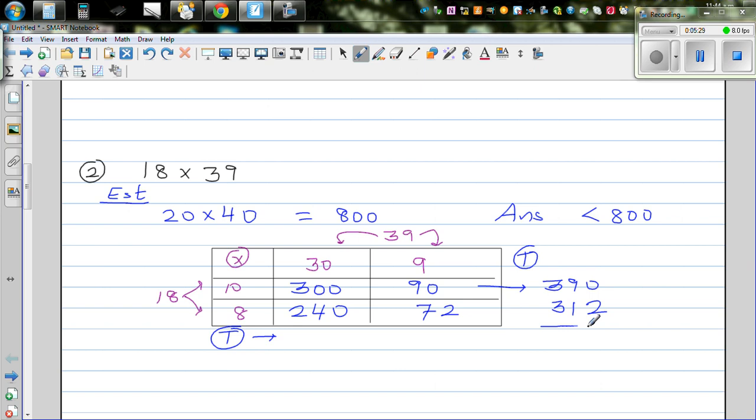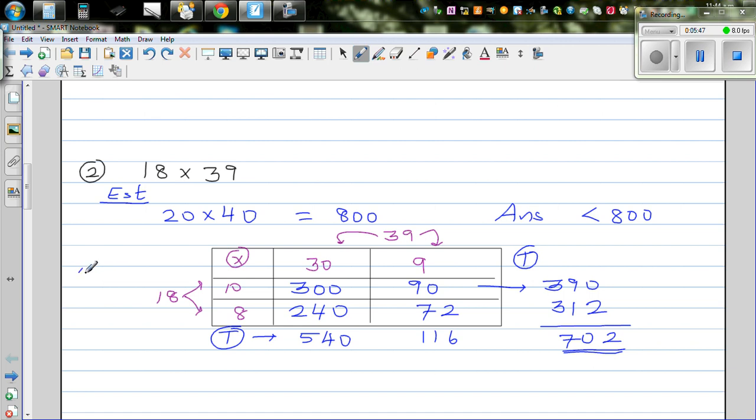312, and let's add this too. So this is 207. So the answer is 702. Let's add this way. So this is 540. And this is 116. All right. So 540.